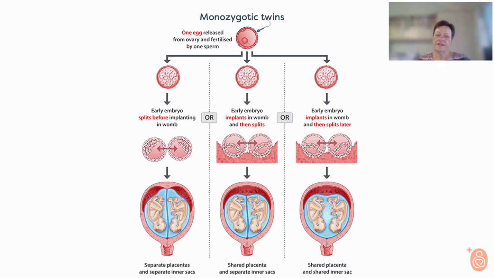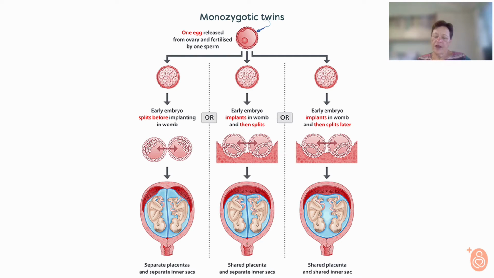We can get that this early embryo splits before even implantation in the womb. So we have one ovum fertilized by one sperm, and before it lands in the womb, it has already divided into two separate cells, and this almost acts like a dizygotic twin. Each of them has their own placenta. Each of them has their own inner sacs, liquor, etc., and they develop all on their own.